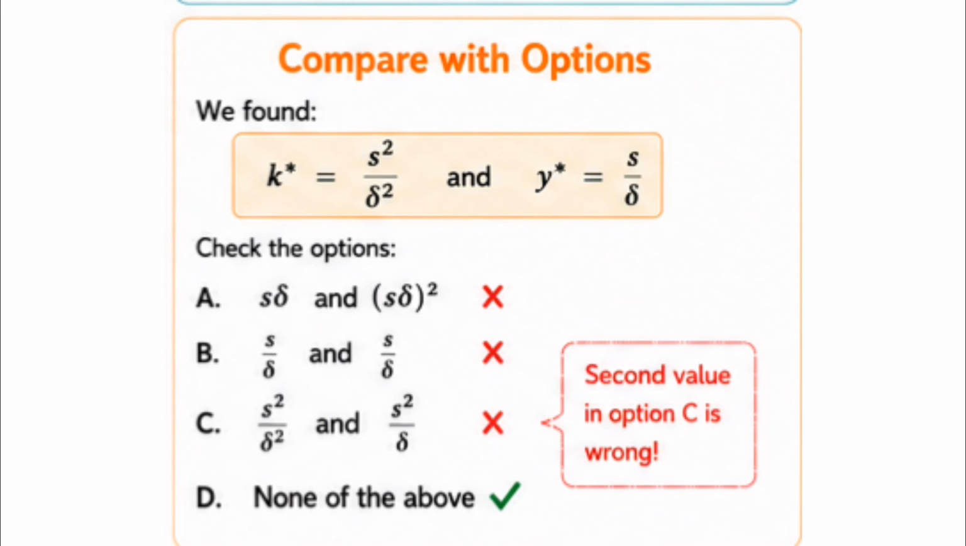Now that we've found our steady state values, it's time for the final showdown. Looking at the options, option A, B, and C don't match our results, so we have to go with the winning choice, D, none of the above.